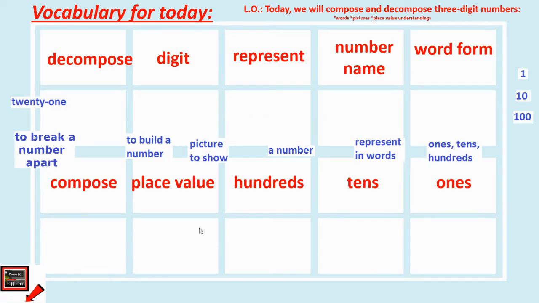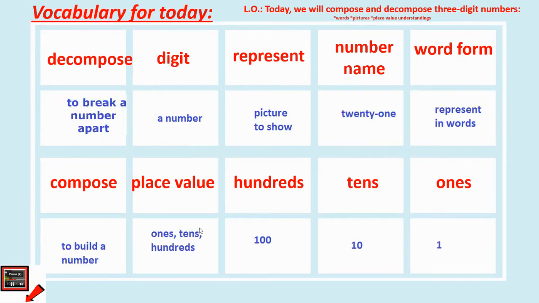We have a vocabulary, and we're going to skip through this quickly because we already did this yesterday. So we have decompose, digit, represent, number name, word form, compose, place value, hundreds, tens, and ones. Those are answers right there, and you don't have to write them again because you did those yesterday. So just check and get a refresher. Pause the video to read over them, unpause when you're ready.